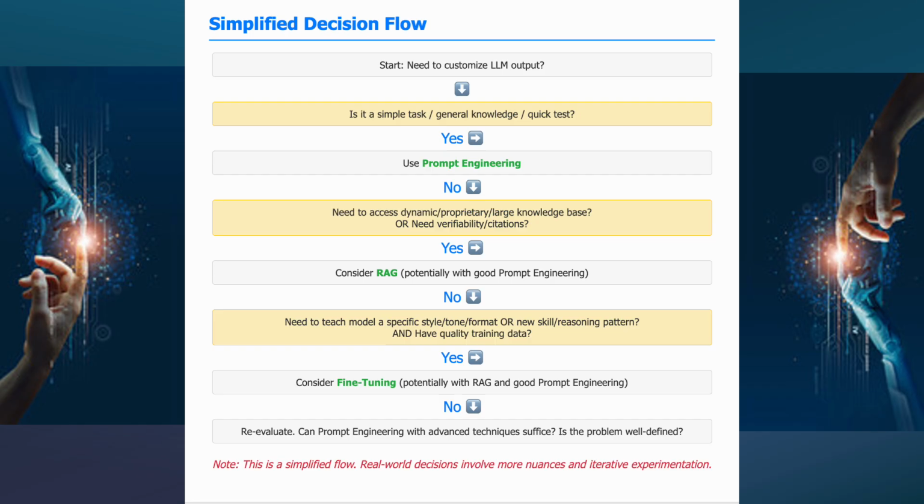Simplified decision flow. To help visualize this decision-making process, here's a simplified flowchart. You start by asking if you need to customize the LLM output. If it's a simple task or general knowledge, try prompt engineering first. If not, consider if you need access to dynamic, proprietary knowledge, or if you need verifiability. If yes, RAG is a strong contender. If those aren't the primary drivers, then ask if you need to teach the model a specific style, tone, or a new reasoning pattern, and if you have quality training data. If yes to both, then fine-tuning might be appropriate.